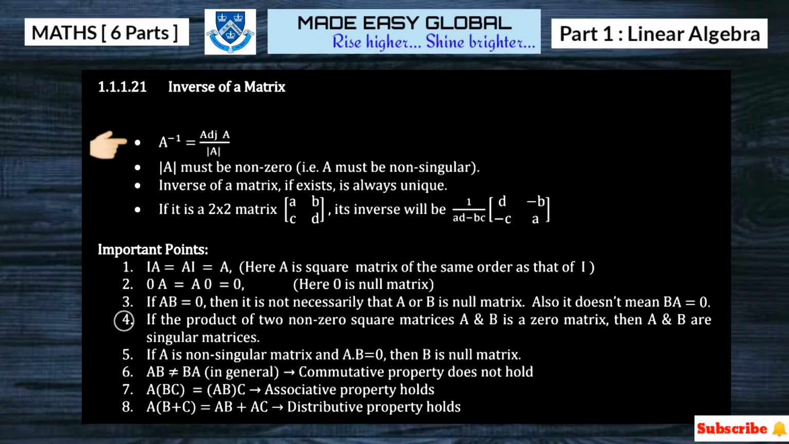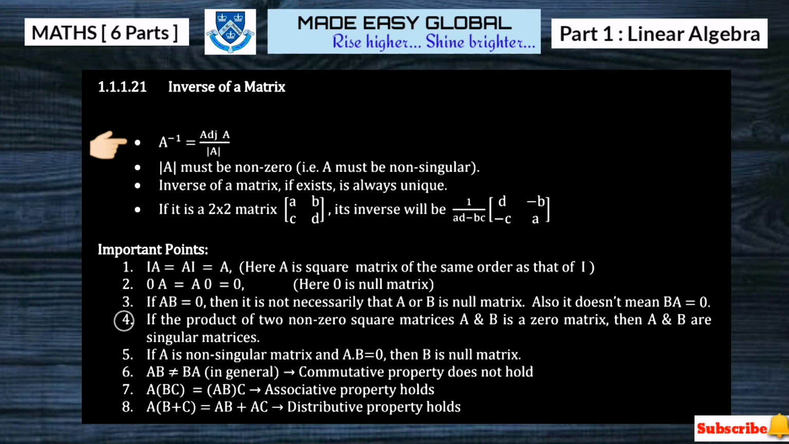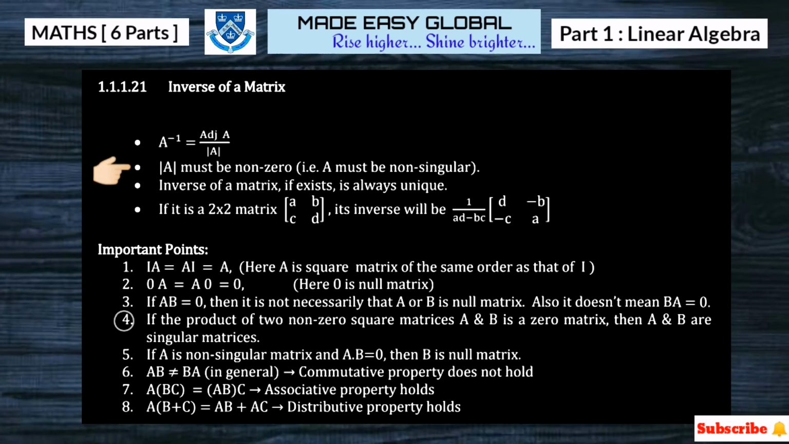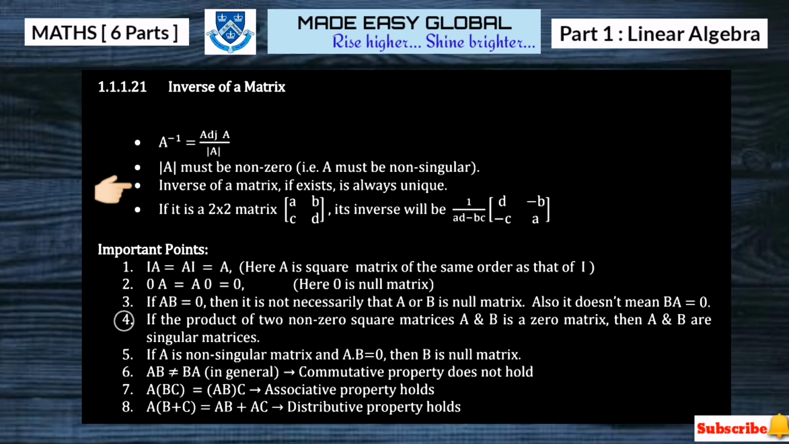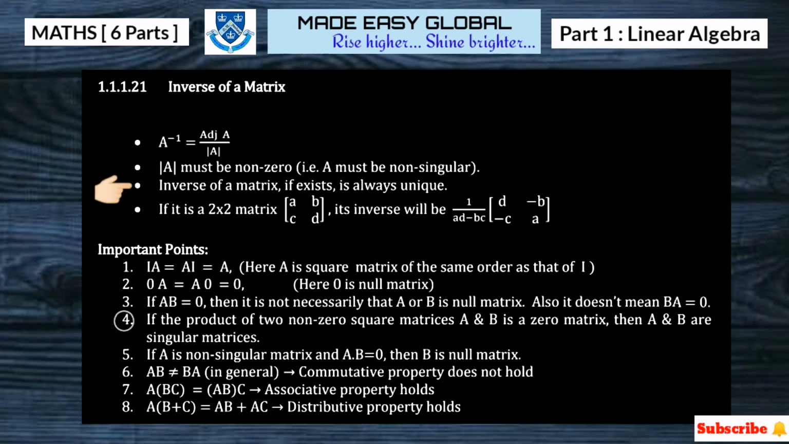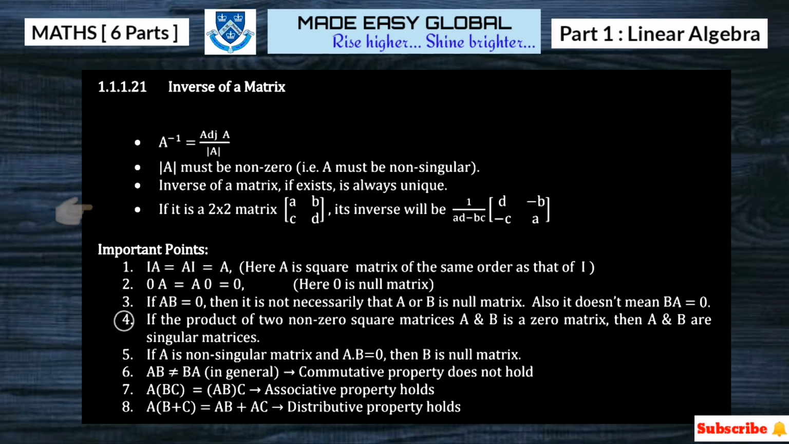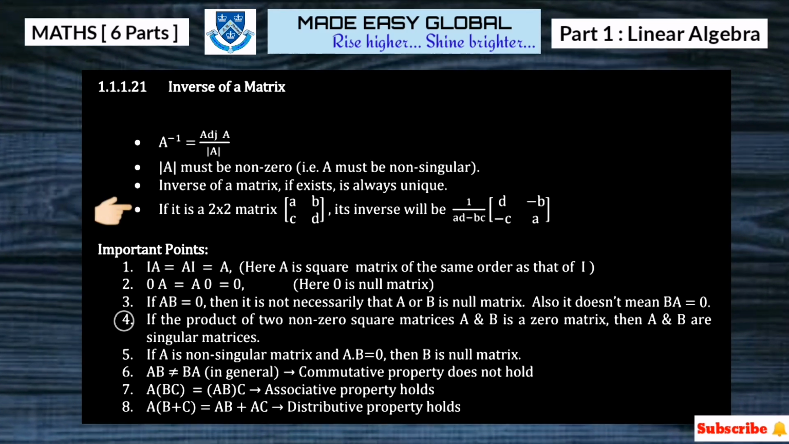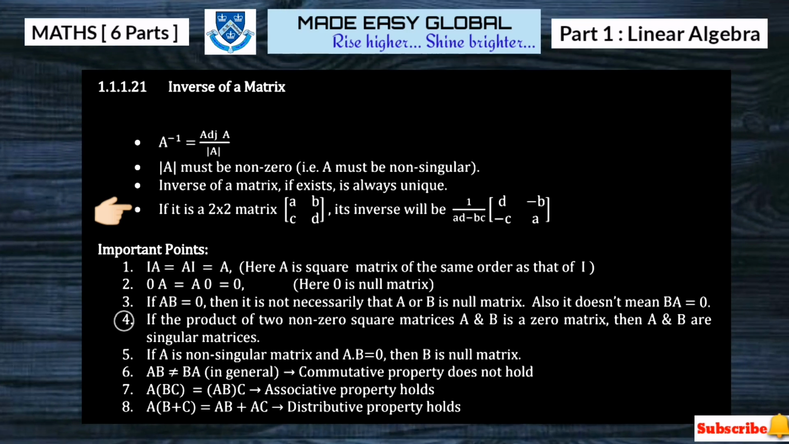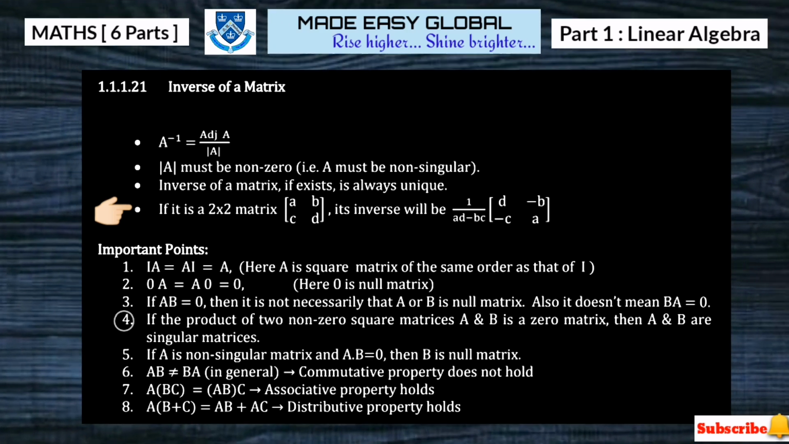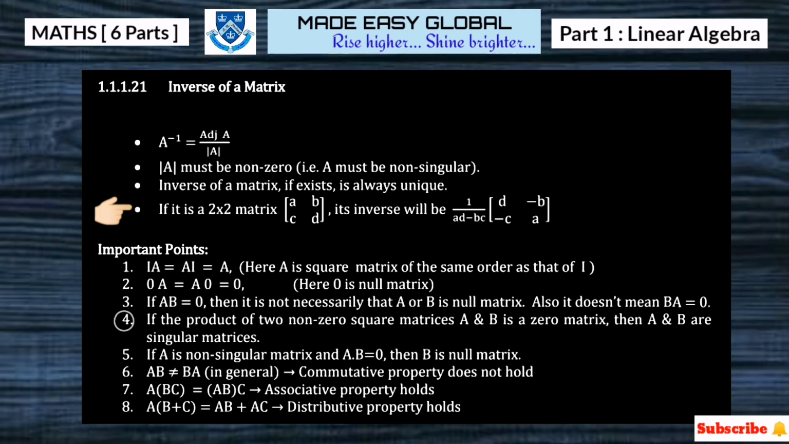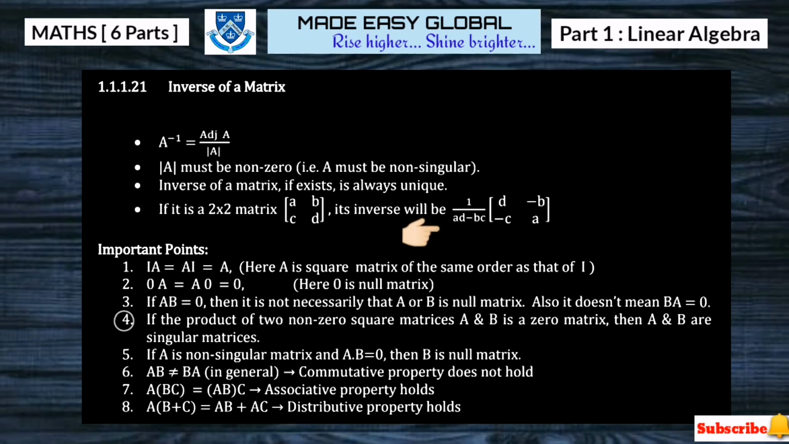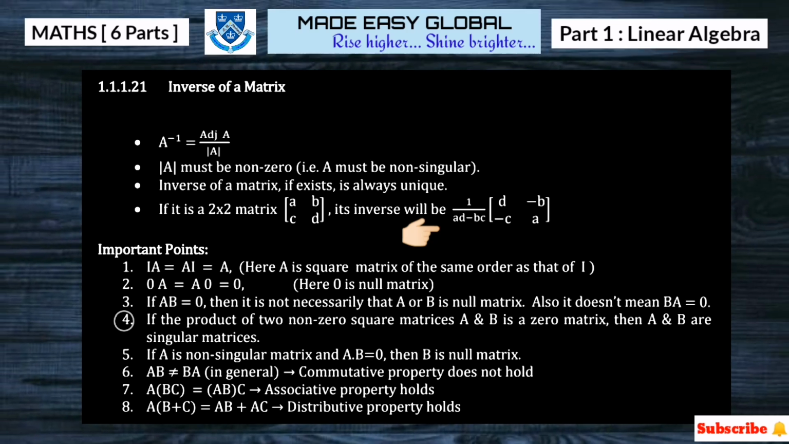A inverse is equal to adjoint A divided by determinant of A. Here determinant of A must be non-zero. Then the inverse of a matrix, if it exists, is always unique. If it is a 2 cross 2 matrix, then its inverse will be 1 upon (AD minus BC) into the matrix [D, minus B; minus C, A]. So these are the representations for the inverse of a matrix.